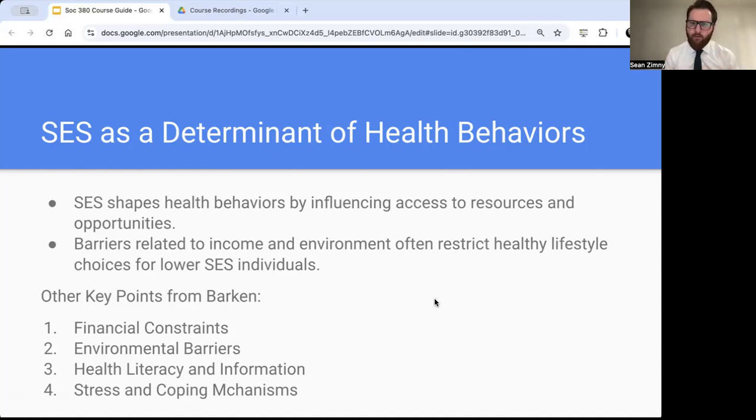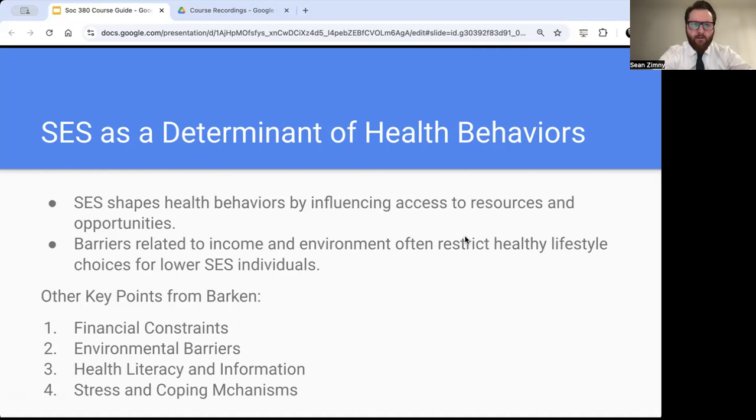So Barkin's chapter here, chapter 3, provides a really useful framework for understanding how socioeconomic status shapes these behaviors. Some key points that I want you to take away from the reading. Number one, financial constraints. People in lower income groups often have fewer financial resources to prioritize health-related choices. For example, limited budgets may prioritize calorie-dense or low-cost foods over fresh, nutritious options. And even things like gym memberships or recreational activities may be viewed as unaffordable luxuries with these financial constraints.